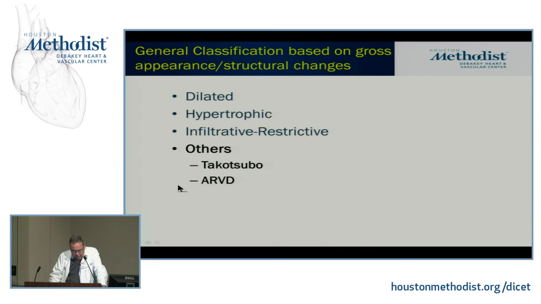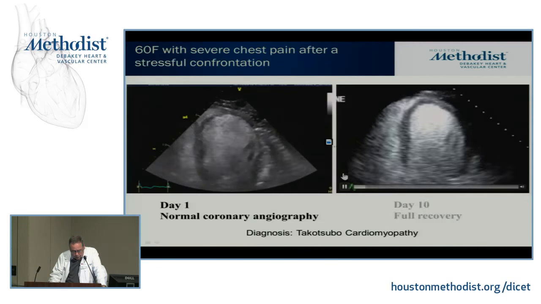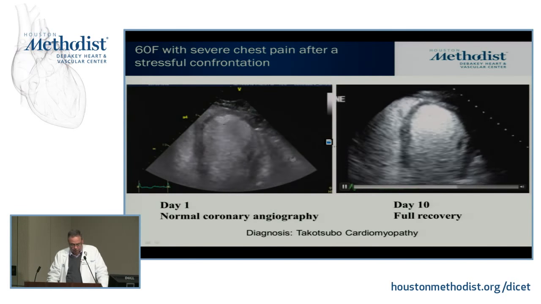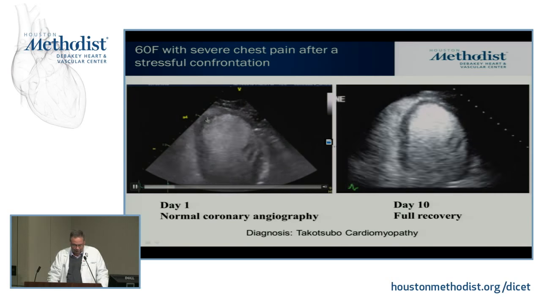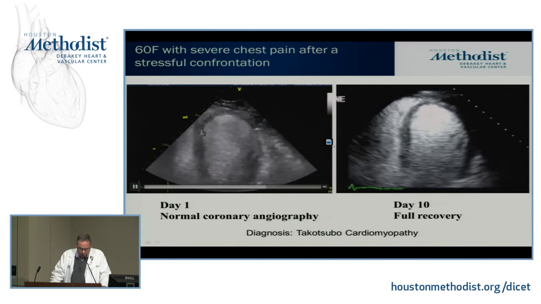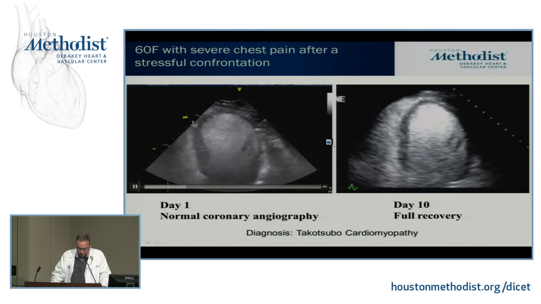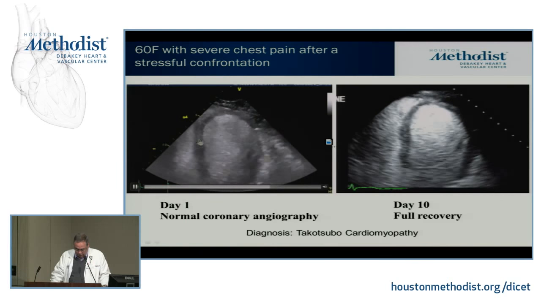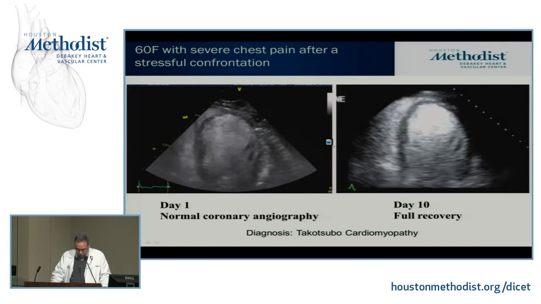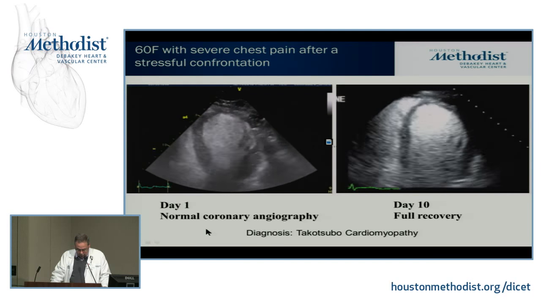And lastly, I like to just touch a little bit about others, this other category. Takotsubo, you all know it very well. It looks like an acute MI. This is the typical apical variant where you have what looks like an LAD infarct. Ten days later, perfectly normal and normal coronaries.